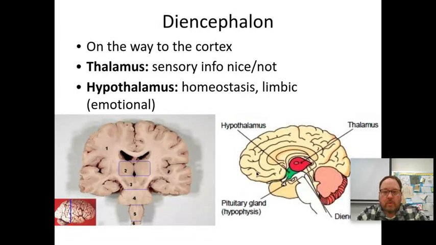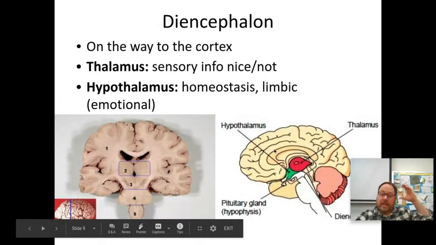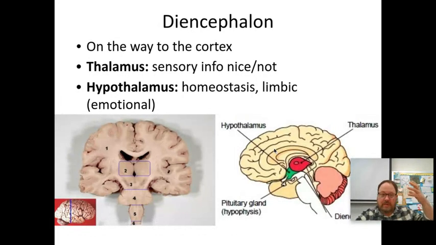So when sensory information is on its way up to your cortex so that you can perceive it, it will pass through the thalamus. And what the thalamus does is it gives a general impression to sensory information. So is this good? Is this bad? Is it going to be helpful? Is it going to be harmful? Is it dangerous? Or is it fun? So the thalamus can at least put an impression on information before you're like, oh, okay, this is what's going on, and it makes sense of it.